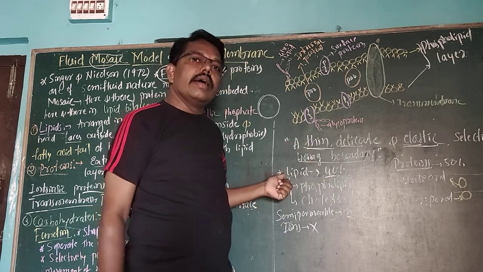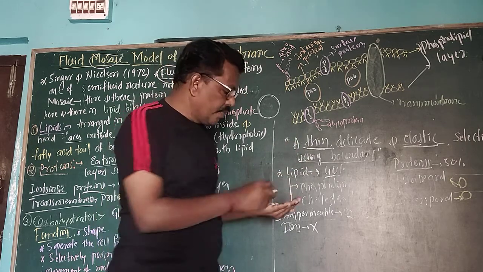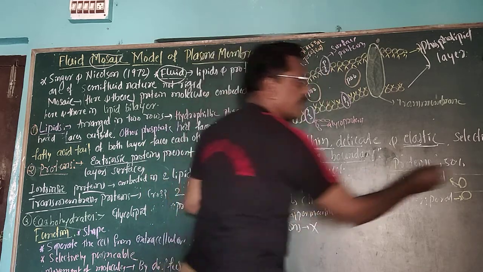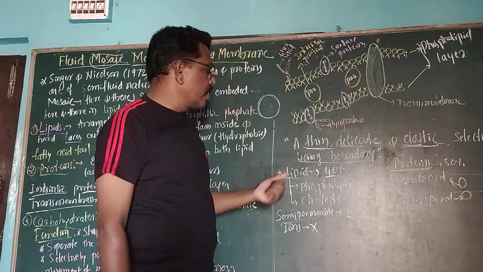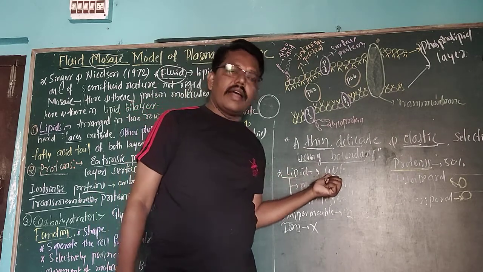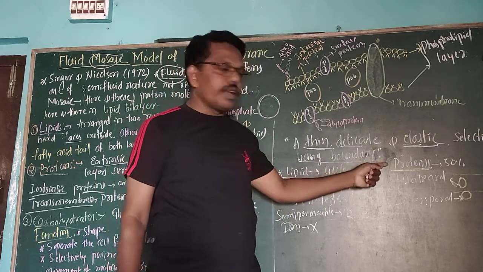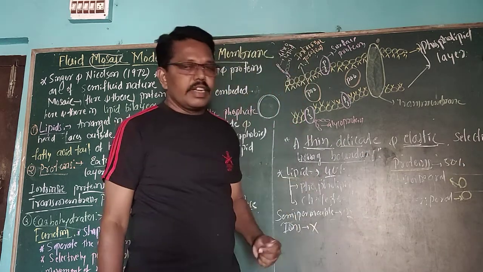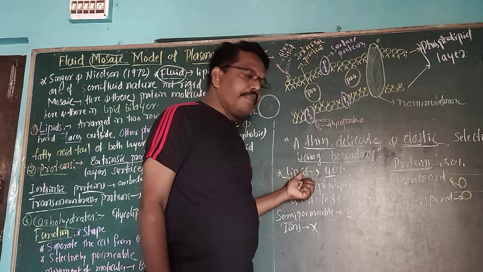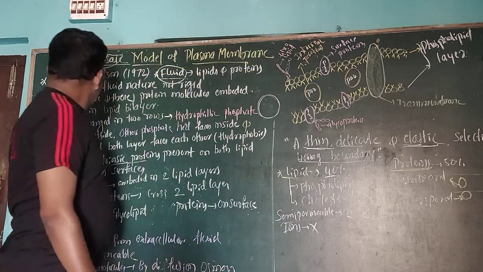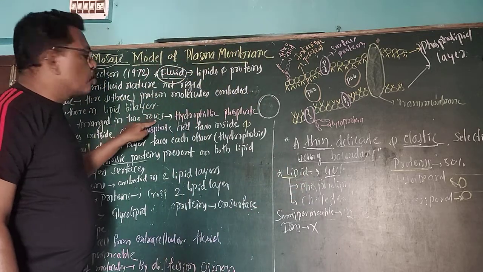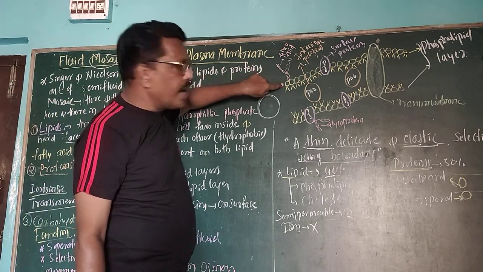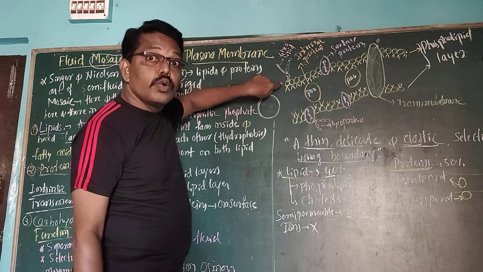It consists of three components. The first one is lipid, the second one is proteins, and the last one is carbohydrate. It consists of about 40% lipids, 50% proteins, and carbohydrate is 10%. The lipids are arranged in two rows. Here you will see the lipid bilayer, arranged in two layers.